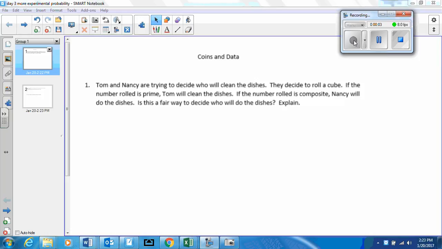This video will help you with looking at experimental probabilities when you're dealing with coins or other data.